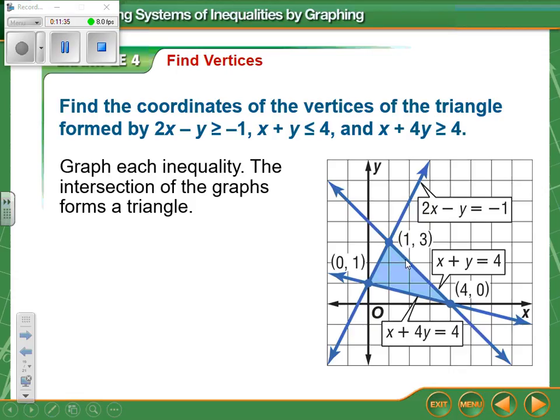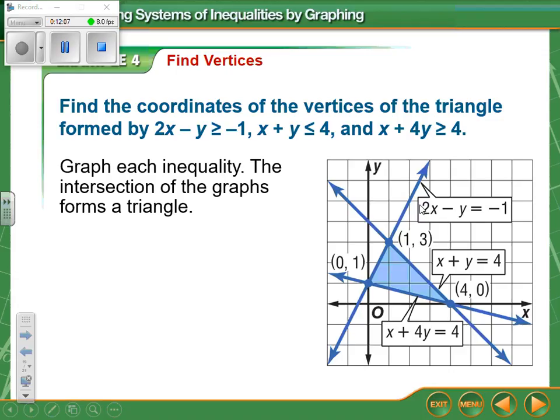Or you could set each one of these up and do every combination to find the intersection points between any two. Where do these two intersect? Where does the first one and third one intersect? Where does the second one and third one intersect? And so you may want to use substitution or elimination, or you can still go back to slope-intercept form and try it in the calculator. But we need to find the intersection between every combination of these three.